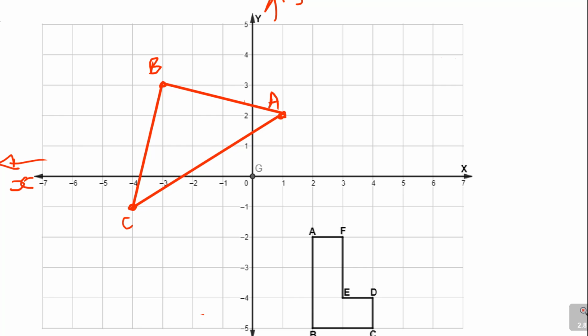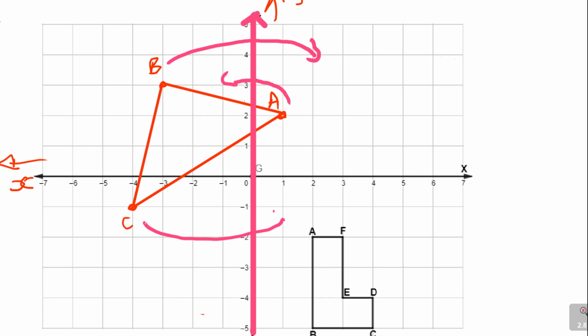Let me use something different and something thicker. You are reflecting here. You see that? These are the y-axis that you are reflecting on. So if you reflect B, look at it. Now, this is your mirror. B will jump this side. Are you seeing that? And then A will jump this side and C will jump this side.